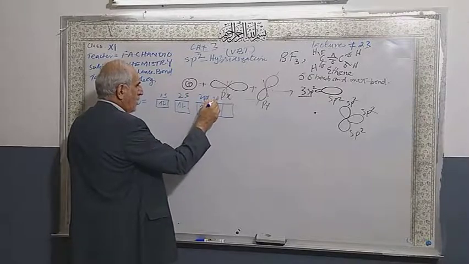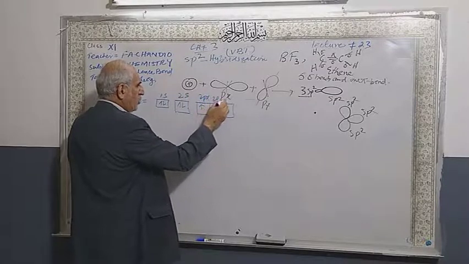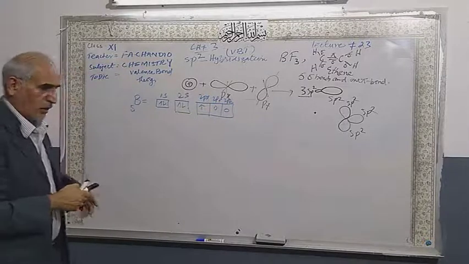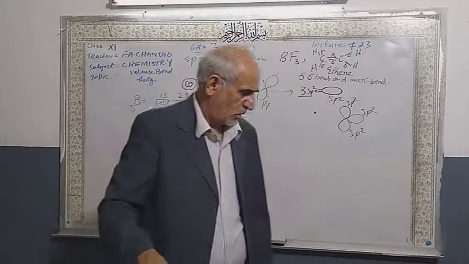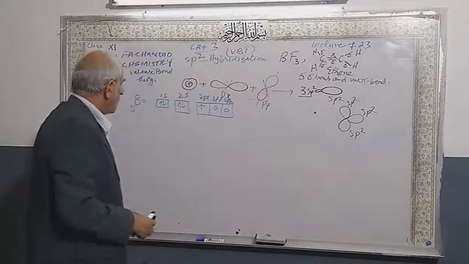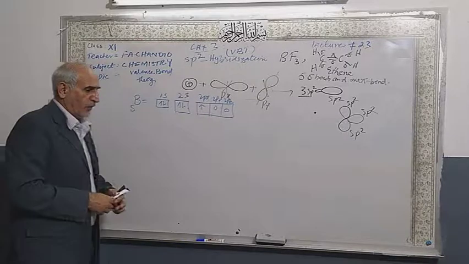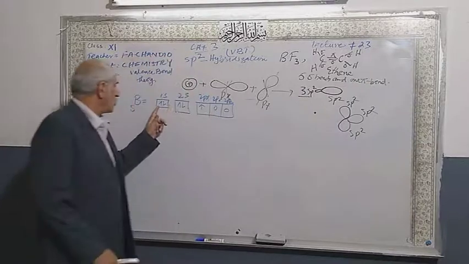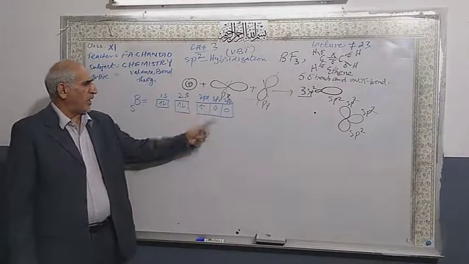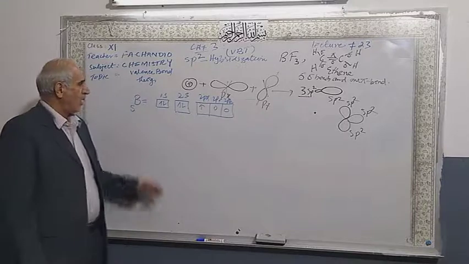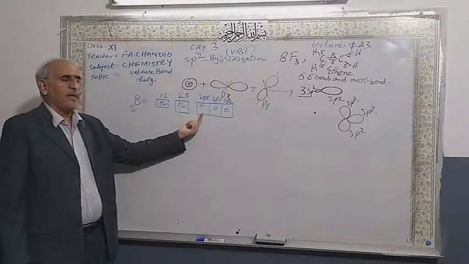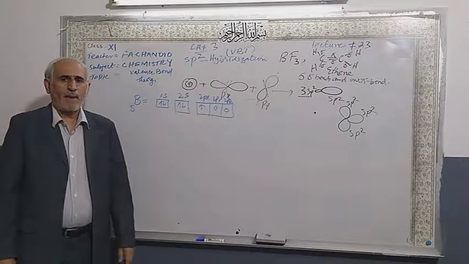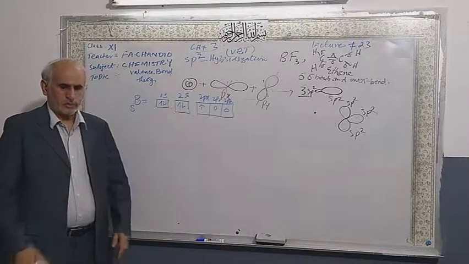2px1, 2py0, 2pz also. There are only 5: 1s, 2s, 2px, 2py, and 2pz. So there is only one unpaired electron. That's why it can form only one bond.